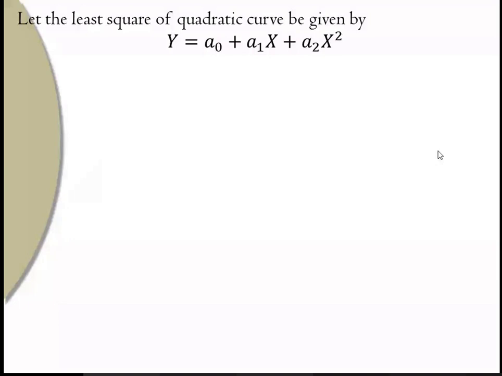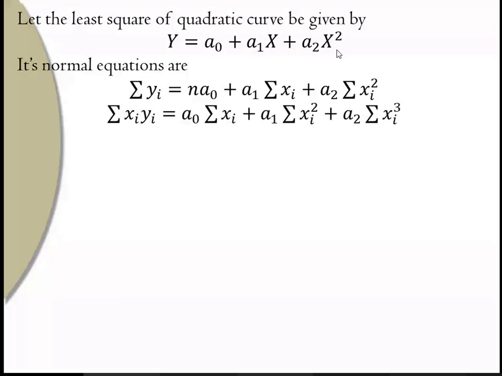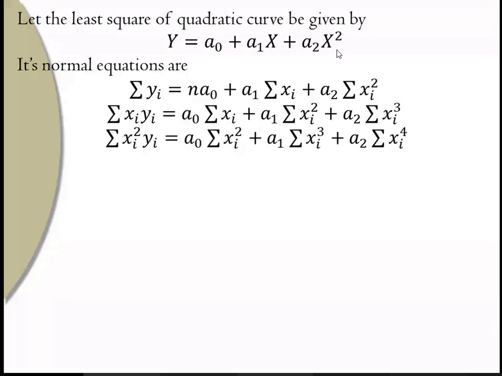Firstly, we have to form the normal equations from the quadratic curve. Considering the quadratic curve, y is equal to a naught plus a1x plus a2x square. Take the summation on both sides. That gives us the first equation. Then multiply by x and take summation. Multiply by x square and again take summation. So by taking direct summation, we get the first equation, then multiplying by x, taking summation, multiplying by x square, and again taking summation.